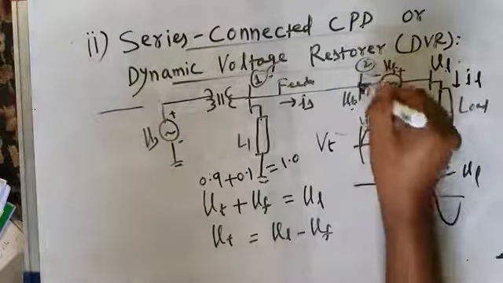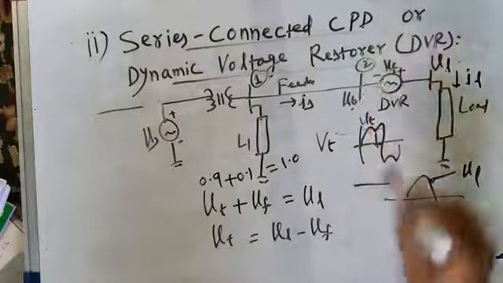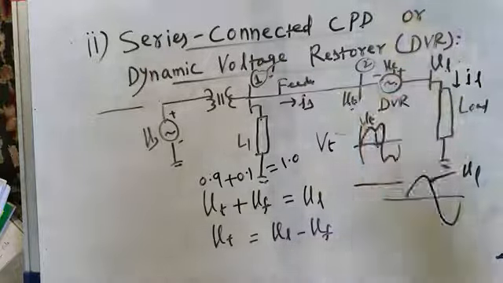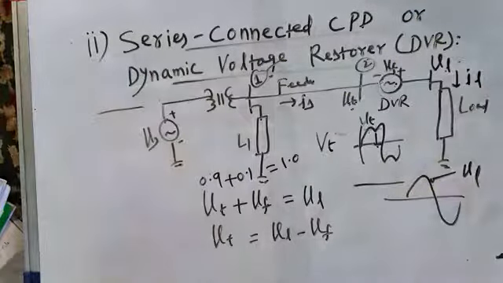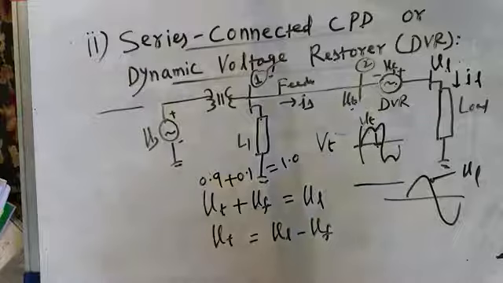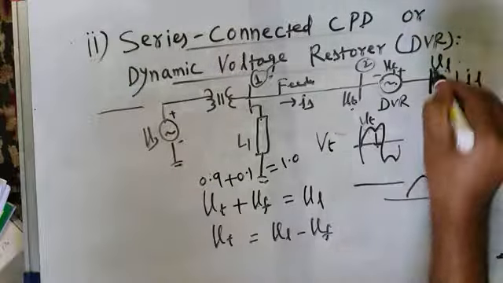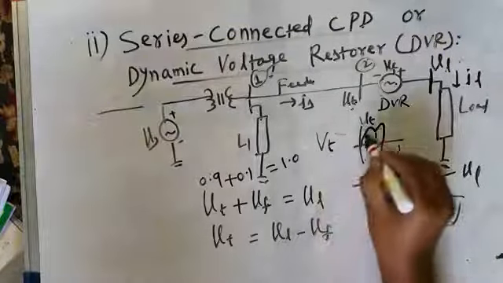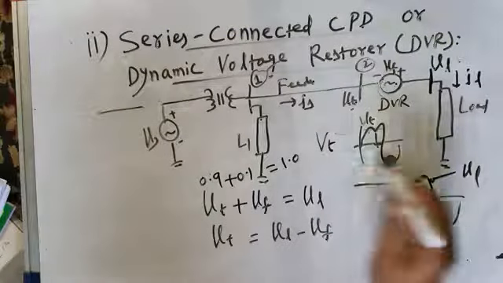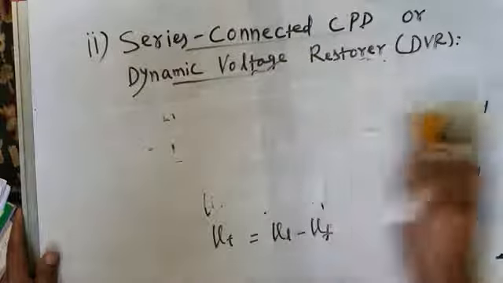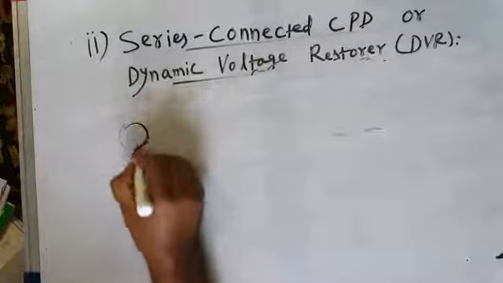Similarly, if there is a voltage swell here, that is, the voltage becomes more than normal, it will inject a voltage which will cancel the rise in the voltage, and it will always maintain the load voltage constant. So this is the DVR. It maintains the load voltage always constant and sinusoidal, even in the presence of voltage harmonics, voltage sags, and voltage swells. And how do you realize this voltage source DVR? It is realized in practice like this.